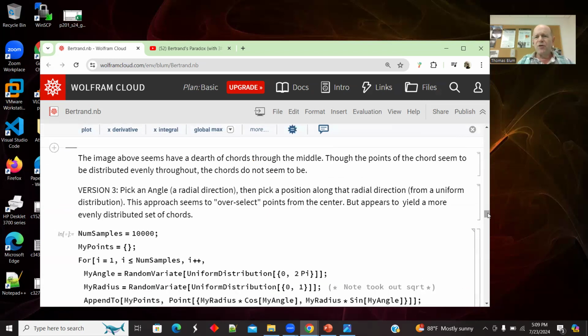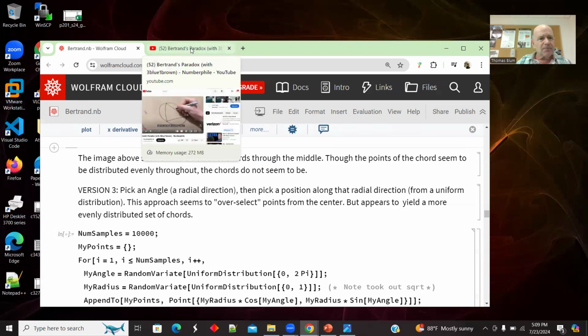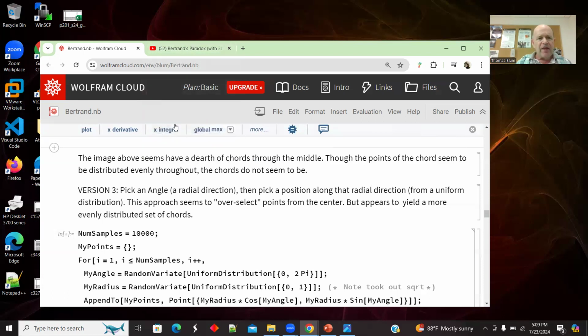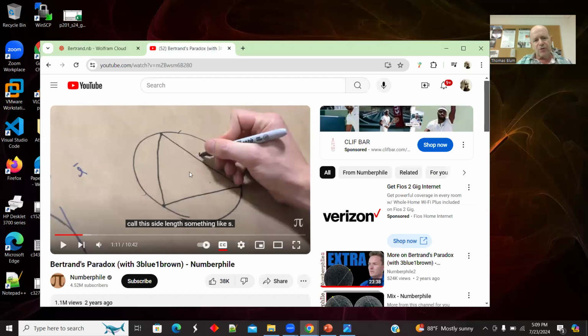And so the third version that they talk about in the Numberphile video was to pick a radial direction at random. And so that's an angle. And then, so you're, say, in the center and you pick a random direction. And then you imagine that you're somewhere along that radius.